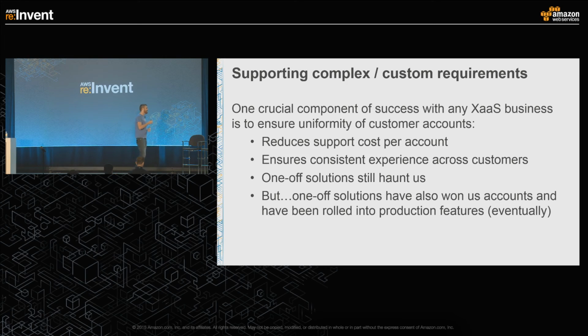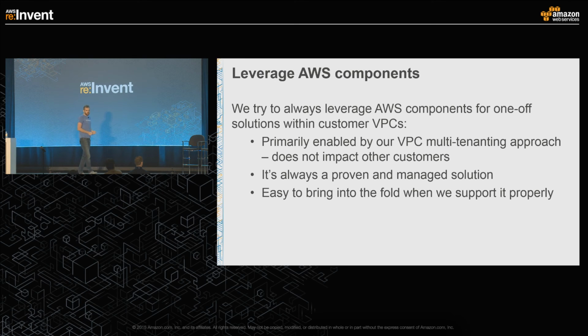And as a growing startup, one-off solutions actually still really haunt us because we've had to do things to try and win business and all that fun stuff. But as I mentioned, one-off solutions have also won us accounts, and eventually they've been rolled into production features. So whenever we go to eat the forbidden fruit of doing one-off custom solutions, we always try to leverage AWS components, the off-the-shelf components, for one-off solutions within our customers' VPCs.